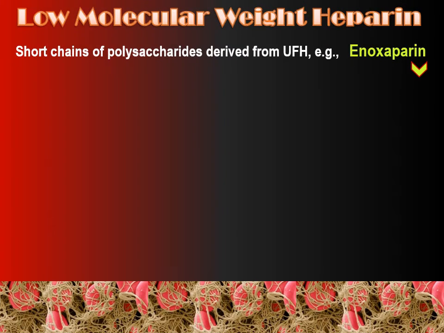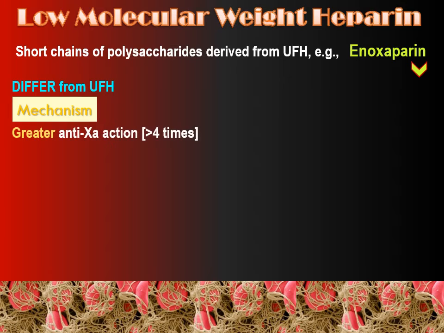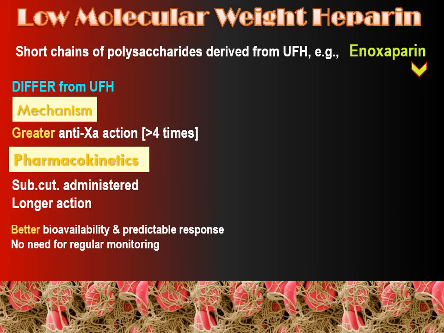The second drug that we're going to talk about is the enoxaparin, the low molecular weight heparin. Low molecular weight heparin is a short chain of the polysaccharides, and is derived from the regular unfractionated heparin. It differs from the unfractionated heparin in that it has a greater affinity to factor 10A inhibition, and it's given subcutaneously with a longer duration of action. It doesn't have the variable response of heparin. It has better bioavailability and predictable response, so no need of regular monitoring.